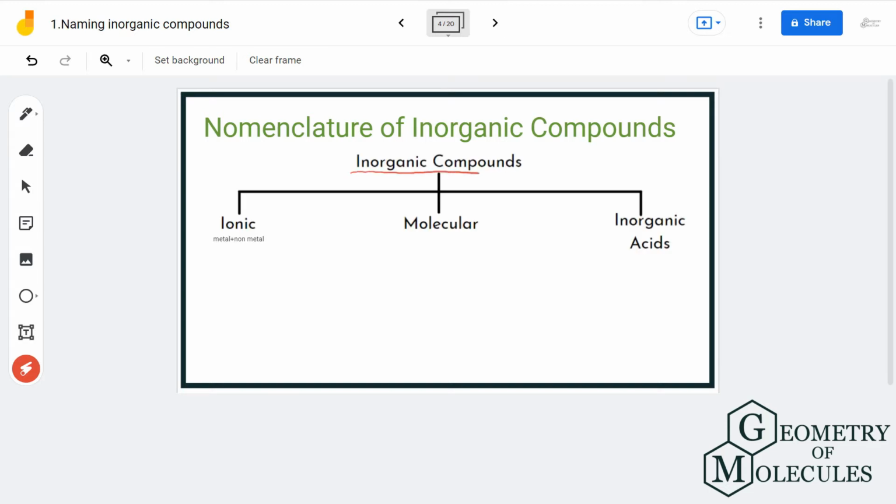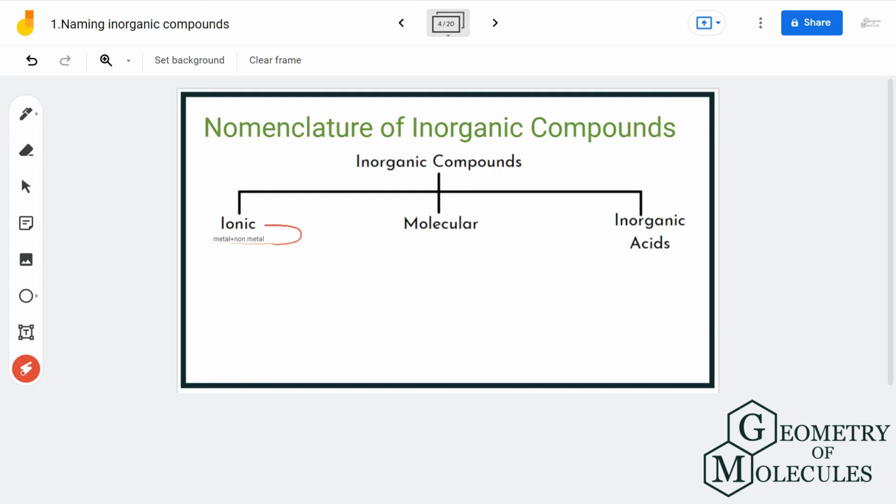We will be dividing the inorganic compounds into three major groups and we will see their nomenclature individually. First is ionic compounds, second is molecular compounds and the third is inorganic acids. Let us look at the first case, that is ionic compounds.